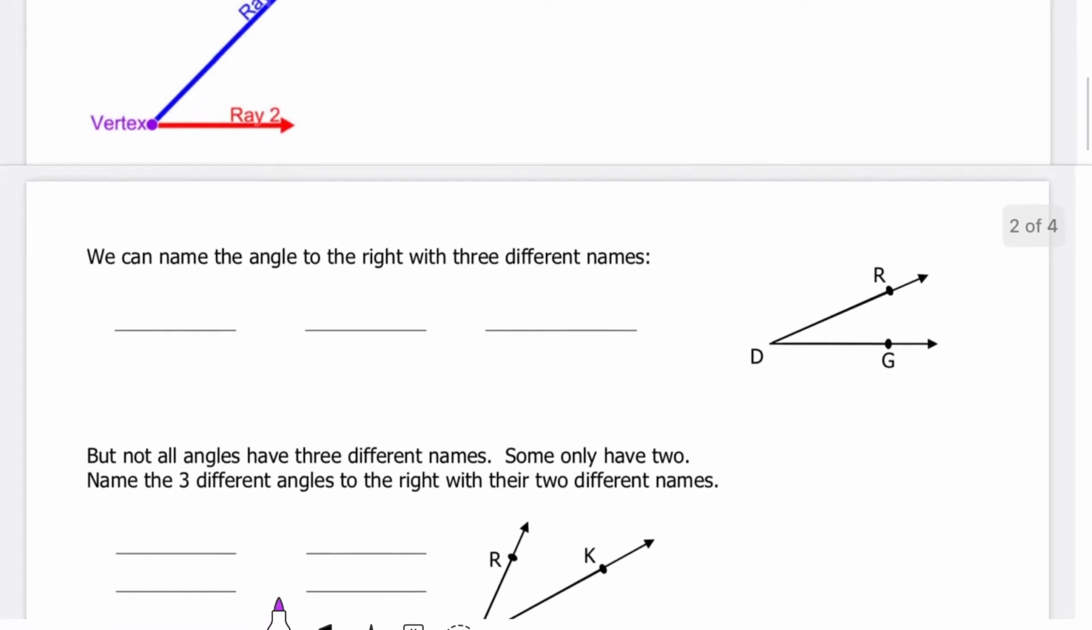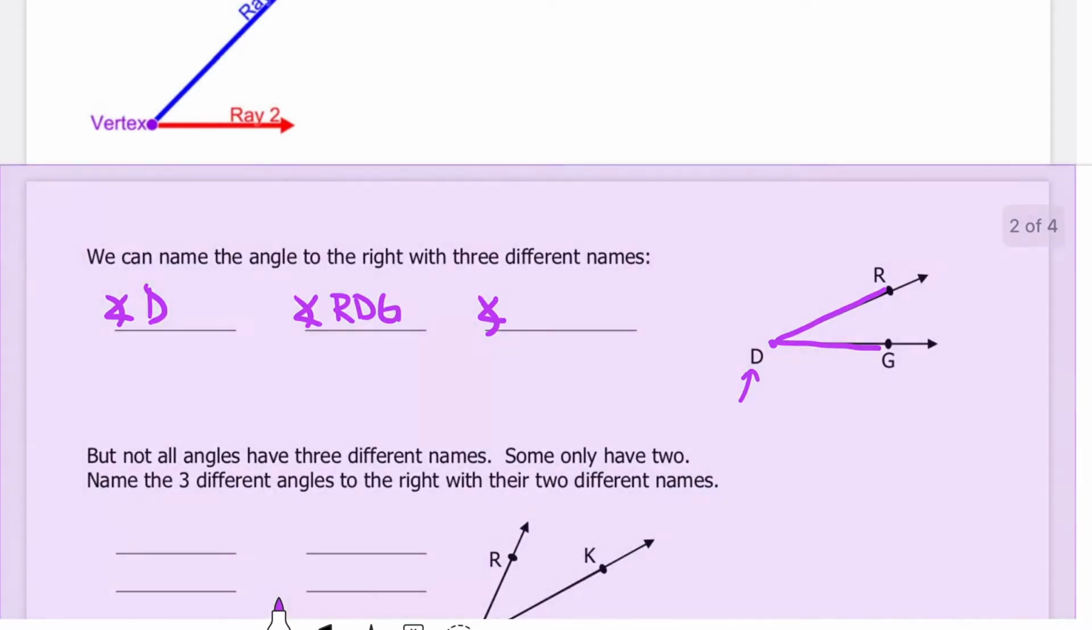So here's an angle. We have our vertex D. And it says we can name the angle to the right in 3 different ways. So you're always going to start out with the angle symbol to show that you're naming an angle, not a side. And the first way you can name this is just by the vertex, angle D. Second way you can name it is you can do RDG. And then the third way is GDR.